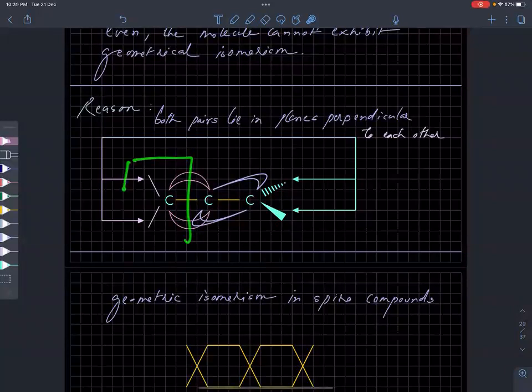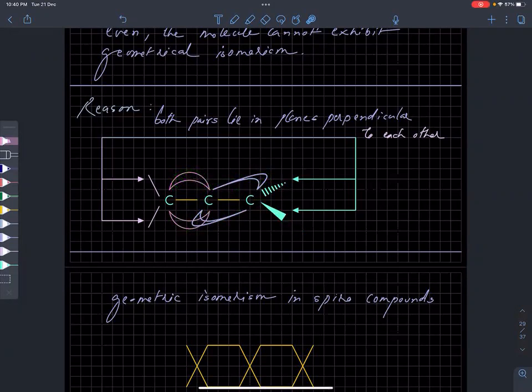This is in this plane: this carbon, this bond, this bond, this bond, this bond. Whereas this is in this plane: this bond and this bond. Why? Because of the electronic repulsion between these two. These pi bonds are at top and bottom. These are at front and back.